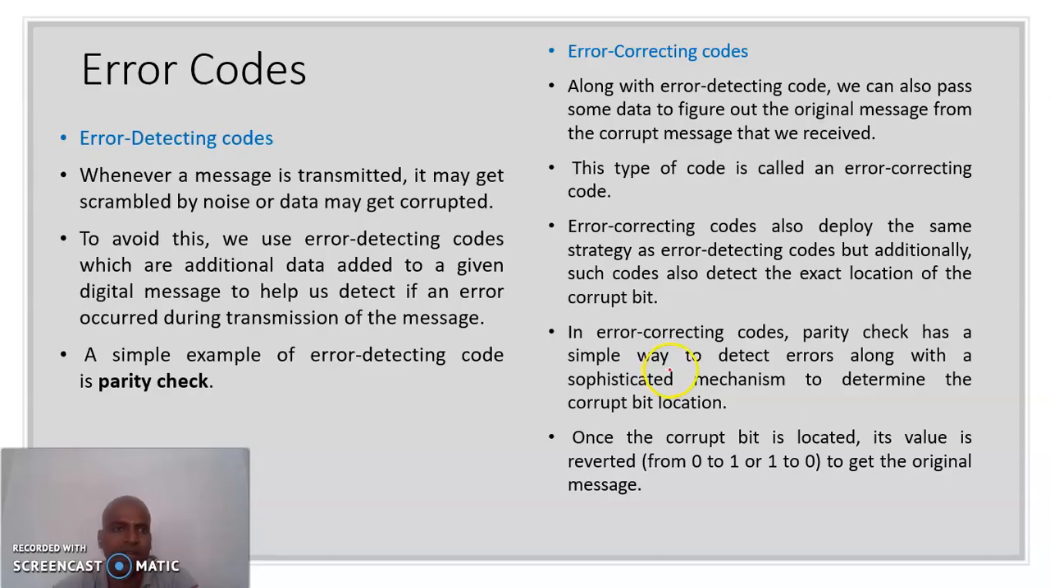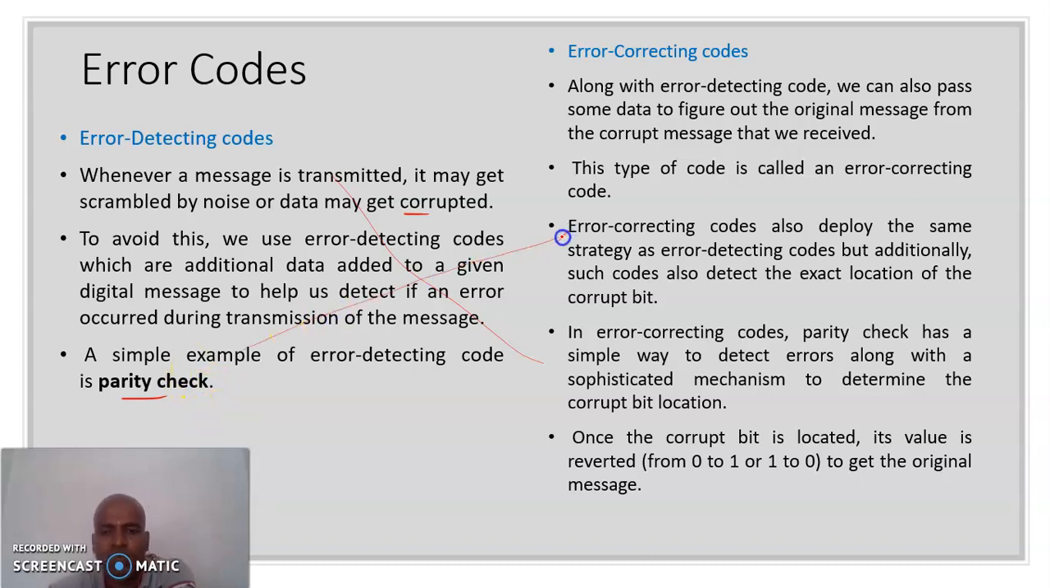See, error detecting code: whenever a message is transmitted, it may get scrambled by noise or data may get corrupted. So how to detect these errors? We are going to use one extra bit. That bit is called a parity check. With the help of this parity check, we are going to detect the error as well as correct the error.